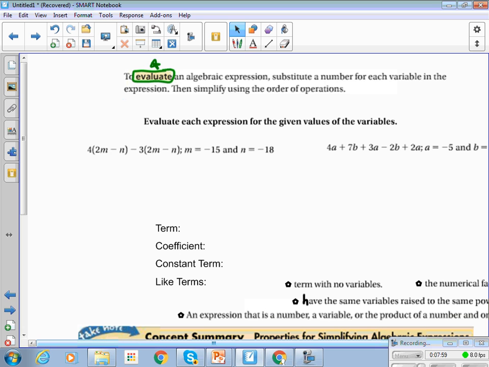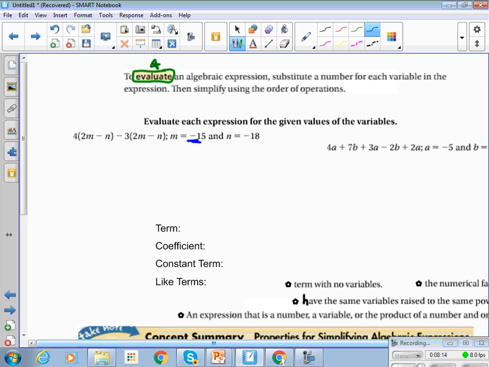All right, so the first example problem we're going to do is this big chunky one here. It's 4 parentheses 2m minus n minus 3 times 2m minus n. And we're going to substitute negative 15 for m and negative 18 for n. So everywhere I see an m, I'm going to replace it with a parenthesis negative 15. Everywhere I see an n, I'm going to replace it with a parenthesis negative 18.